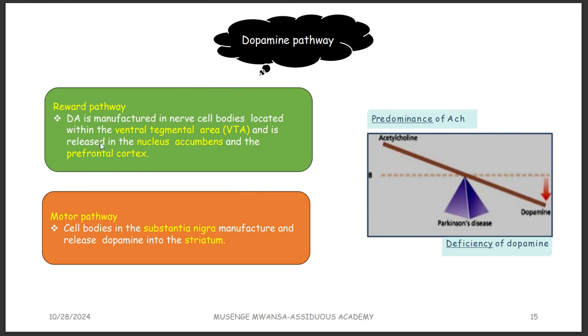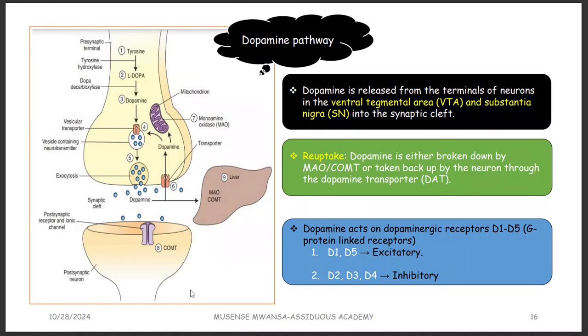So there is what is known as a reward pathway. Dopamine is manufactured in the cell bodies within the ventral tegmental area, and then it is going to be released to the nucleus accumbens and the prefrontal cortex. And then in the motor pathway, it is the substantia nigra that is going to manufacture the dopamine, and then it is going to go to the striatum. So these are the two pathways for dopamine that are of importance here. Ventral tegmental to the nucleus accumbens and prefrontal cortex, and then from the substantia nigra to the striatum.